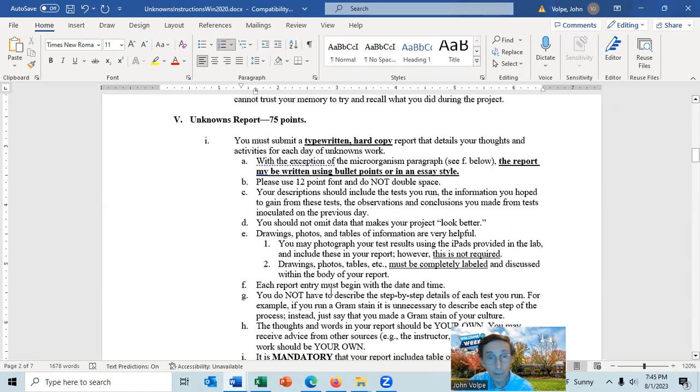Each report entry must begin with a date and a time. Your unknown notes page will do that automatically. You do not need to put step-by-step details for each test you run. All you need to do if you do the gram stain is say, I ran the gram stain. I know the steps of the gram stain. So just say you ran the gram stain.